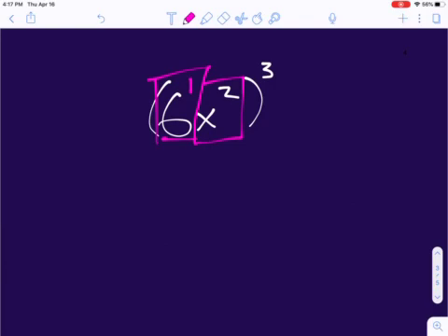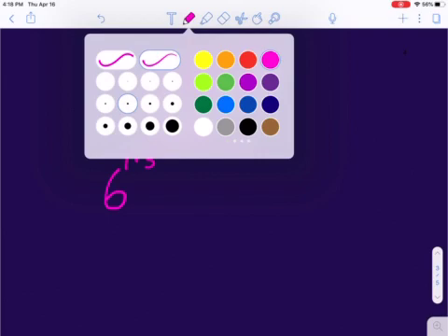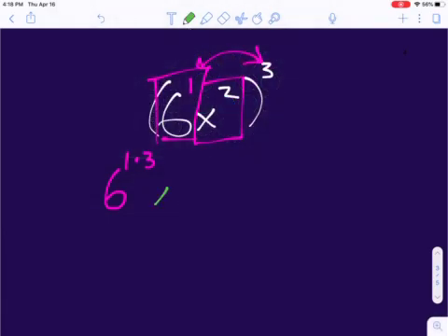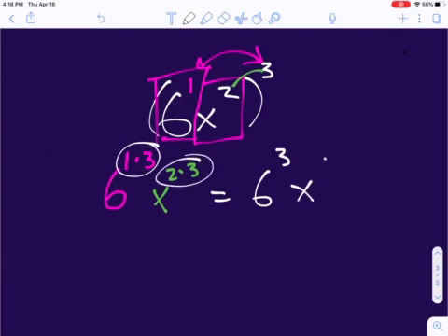So for my 6 to the first, I would write my base out, and then I'm going to multiply 1 times 3. I'm doing what we did already when we took power of a power, but I'm doing it with the constant here, with the 6. Next, I'm going to do the same thing, let's change colors here, with my x. So I'm going to have x, and then I'm doing x to the 2 times 3. So now I've got two little things I have to figure out. My 6 is going to be the 1 times 3 gives me third. And then my x, the 2 times 3 gives me 6.